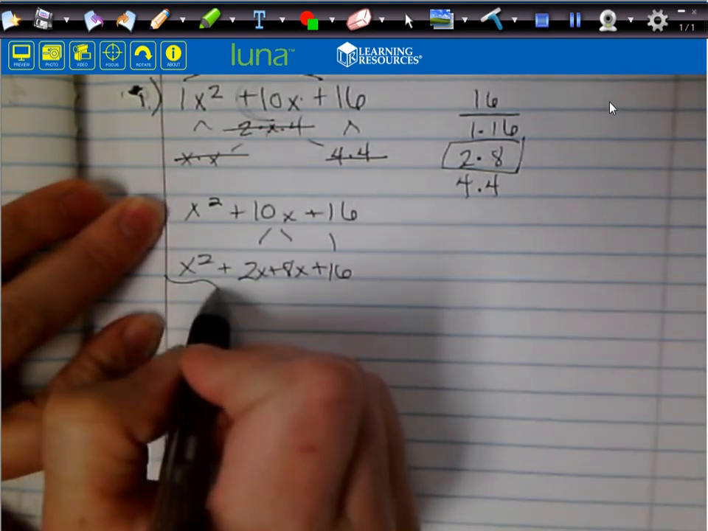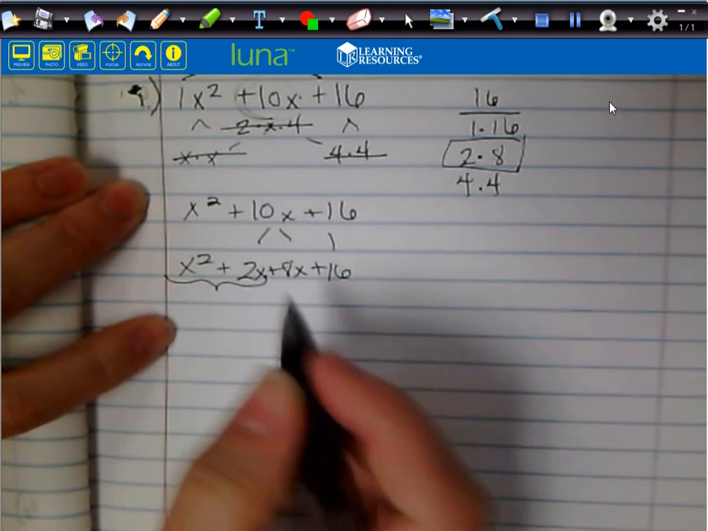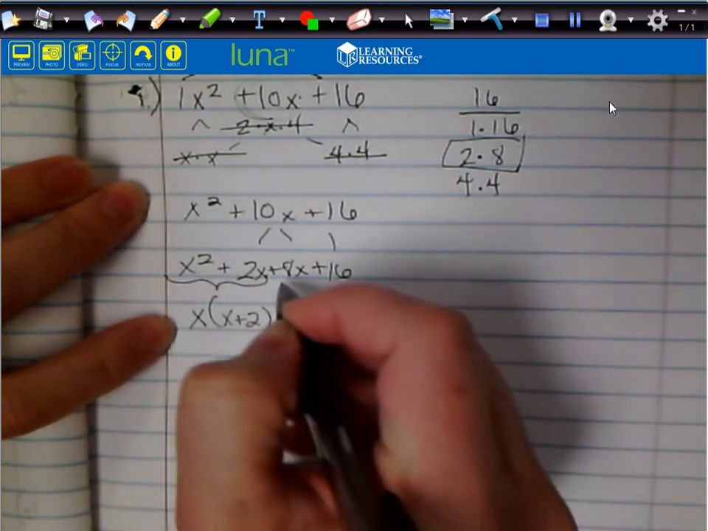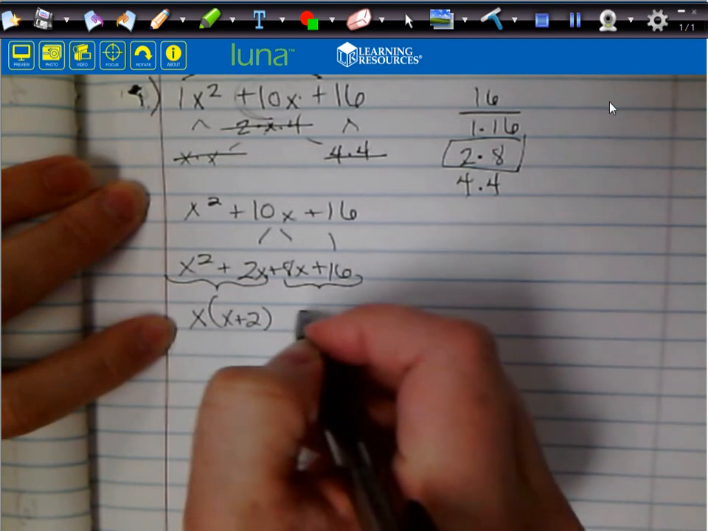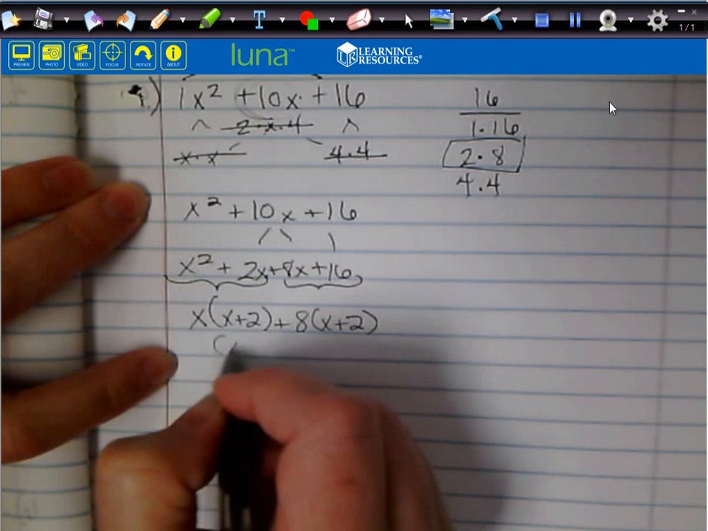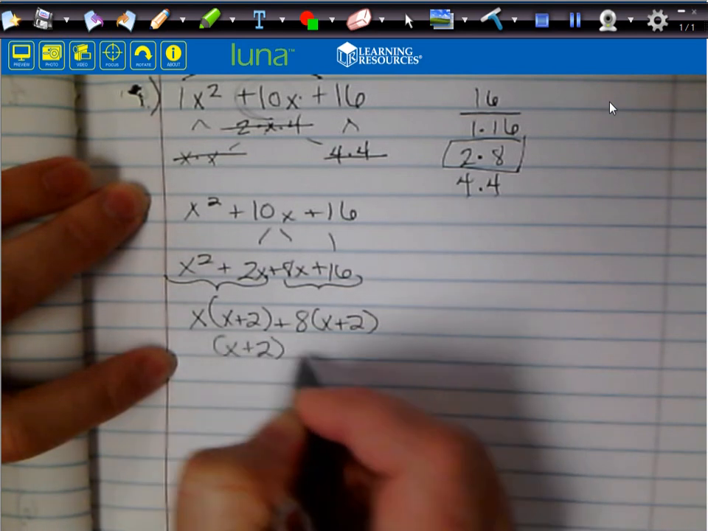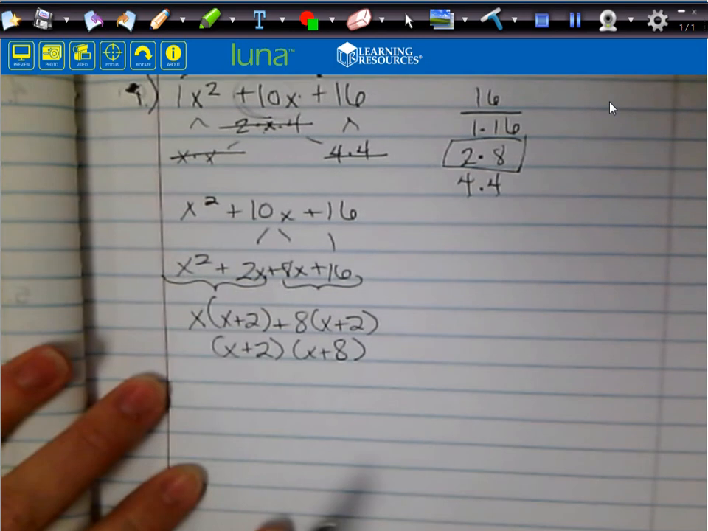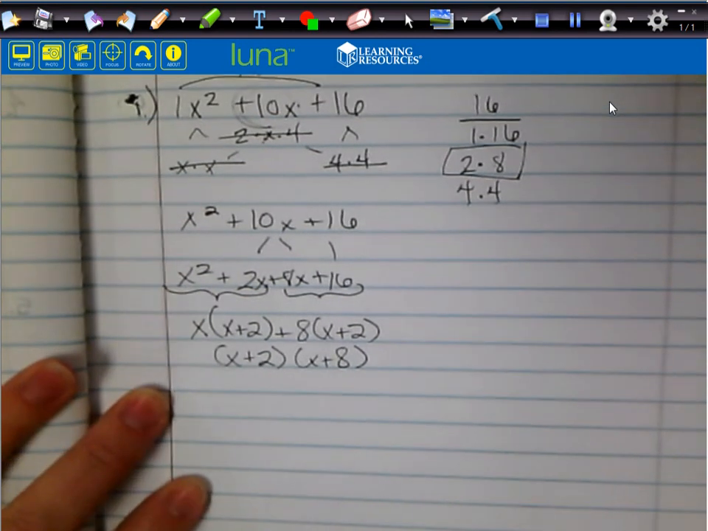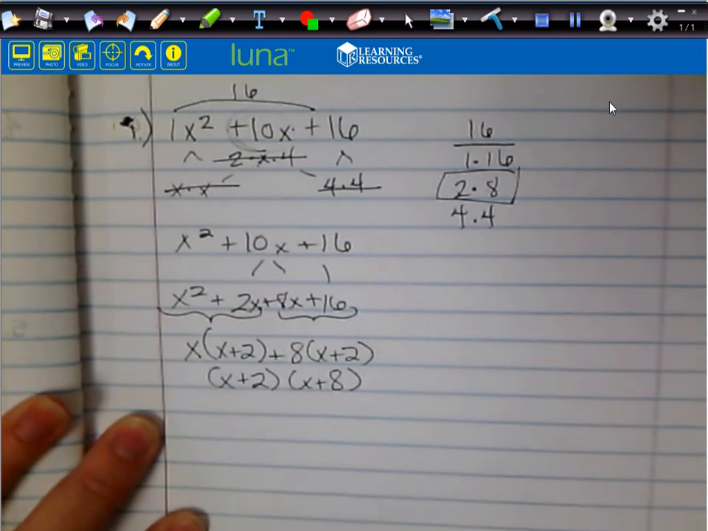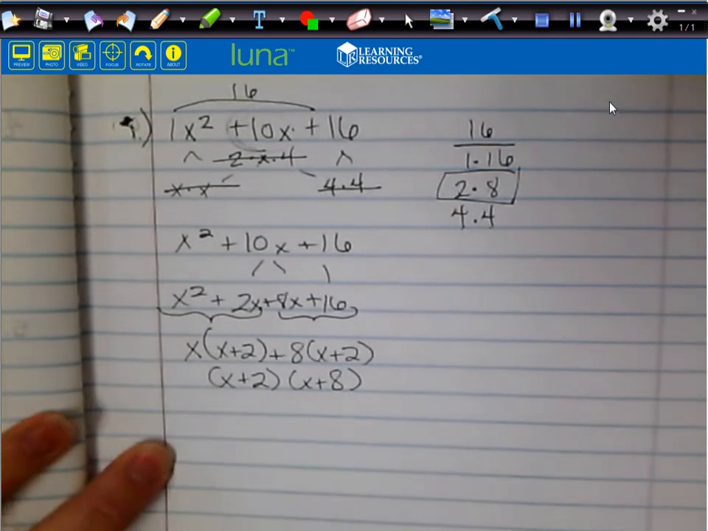Now I'm going to factor my first group. Just like I've been doing all along, I'm going to pull out an x here, and it's going to give me x plus 2. Here I'm going to factor out an 8, and that's going to give me x plus 2. So in my parentheses, that gives me x plus 2 and x plus 8. So that would be my final answer on this one. It is not a perfect square trinomial, but that doesn't mean that it can't be factored. It just means that it can't be factored using the shortcut way that we've shown you today.